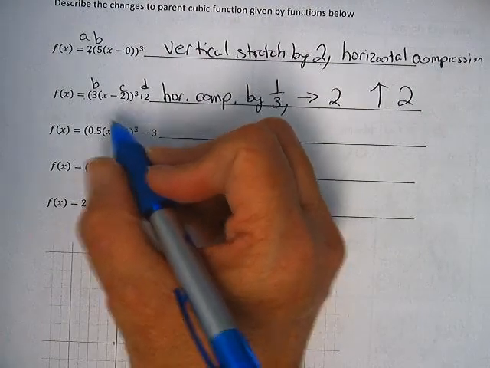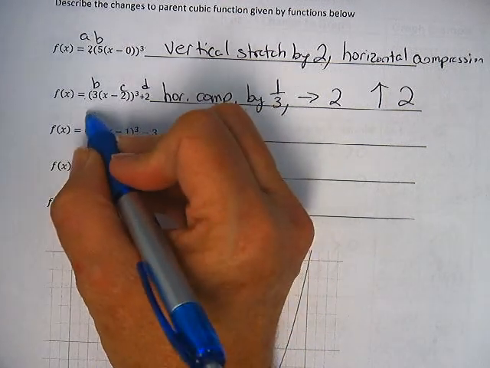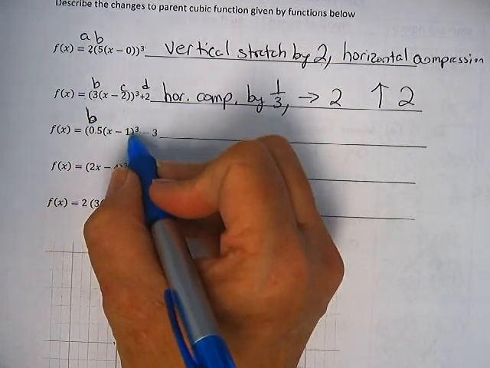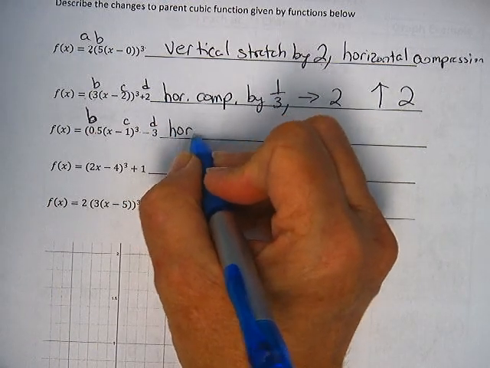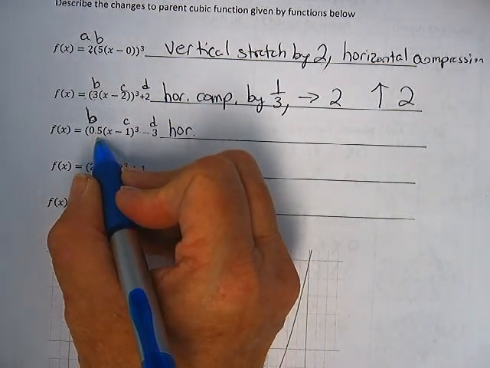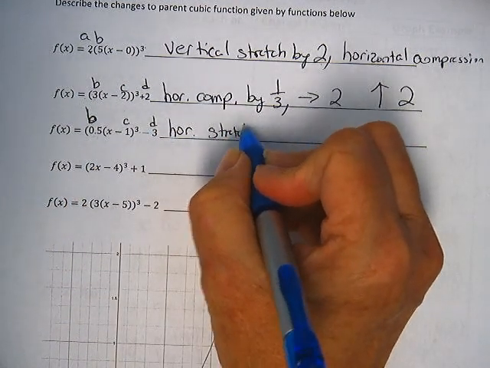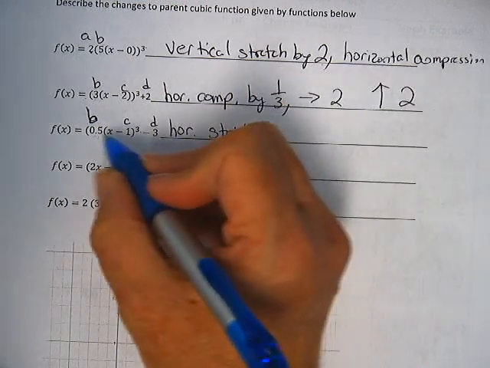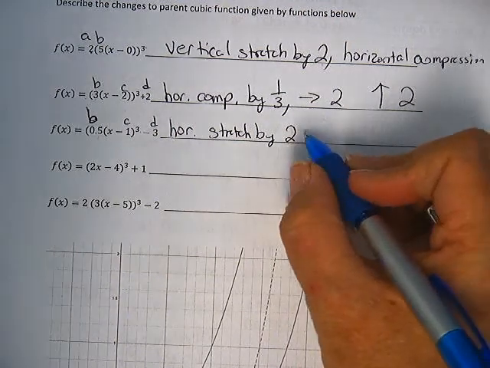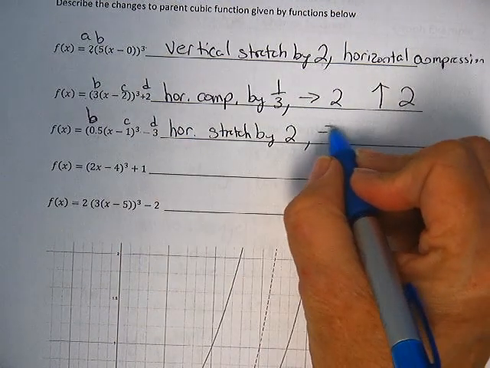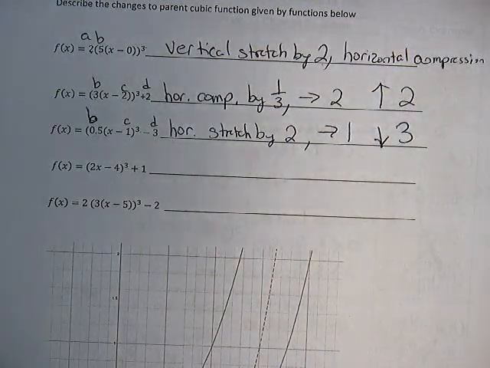All right, next one. Again, this 0.5 is to the 3rd power, so that must be a b value, c and d. So we've got a horizontal. If it's a fraction, so less than 1, it means it's going to be a stretch. So a horizontal stretch by 1 over 1/2, which is equal to 2. We also move to the right by 1, and we move down by 3.